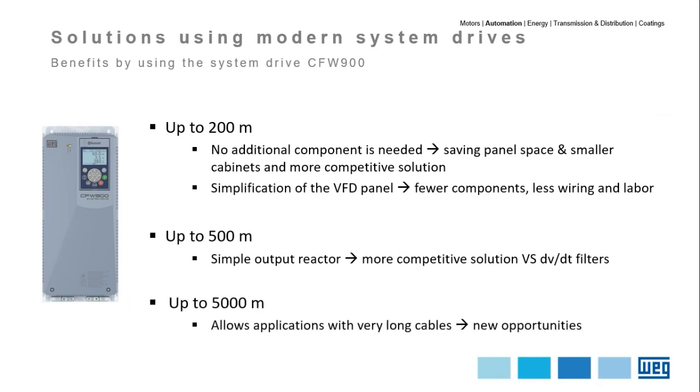The main advantages of this new function are up to 200 meters, no additional component is needed, saving panel space and makes smaller cabinets. Also, it gives a more competitive solution. The simplification of the VFD panel means fewer components, less wiring, and less labor. Up to 500 meters, a simple component such as a reactor can be used instead of DVDT filters, making the solution more competitive in cost. Up to 5,000 meters, using the PWM modulation function with a sine wave filter, the drive can run motors in very long cables application, such as submersible pumps and others.